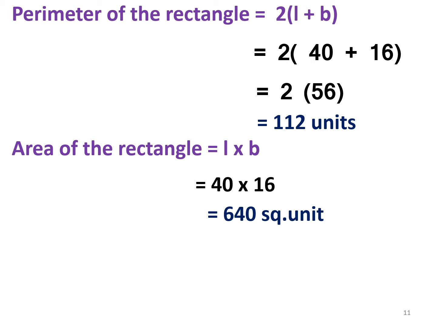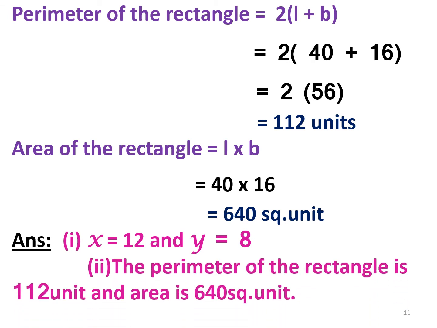The sum is over, but the final statement is left. So the answer goes as: first, the value of x is equal to 12 and y is equal to 8. Second, the perimeter of the rectangle is 112 unit and area is 640 square unit.